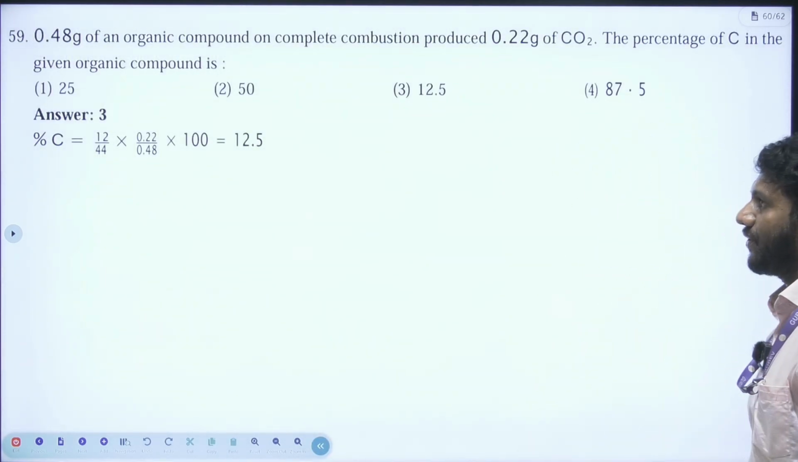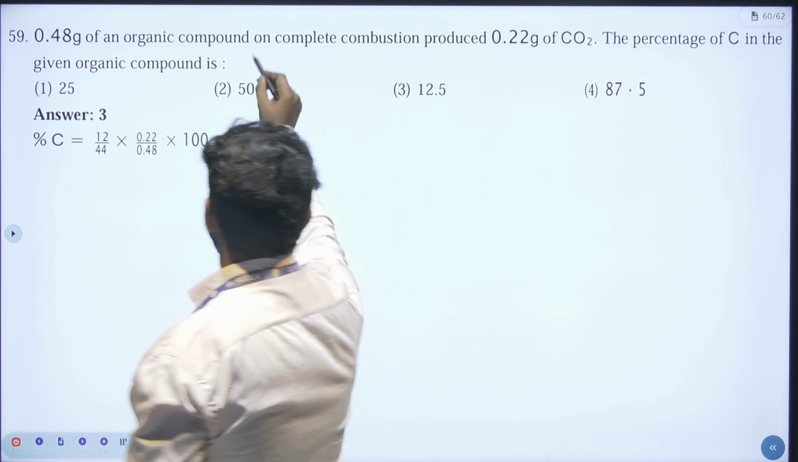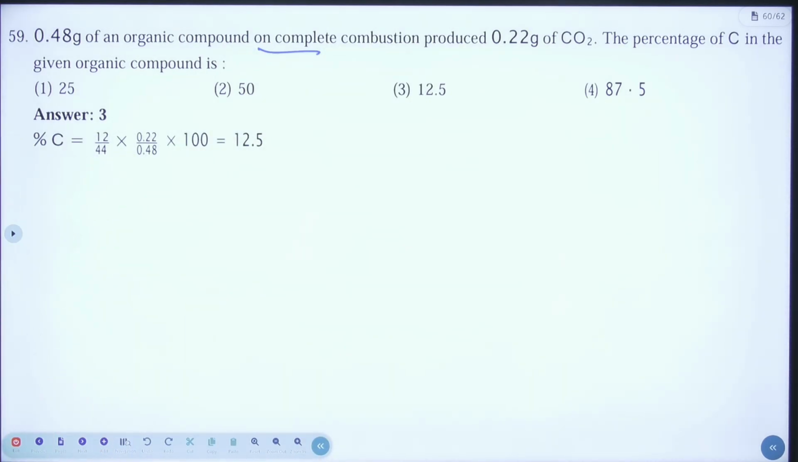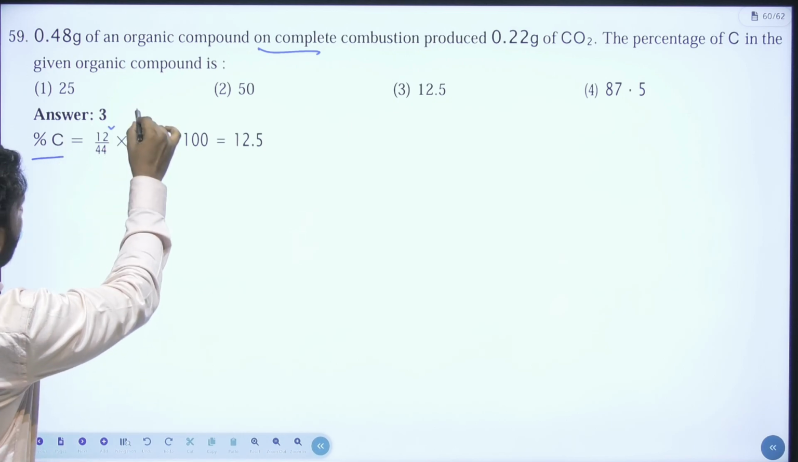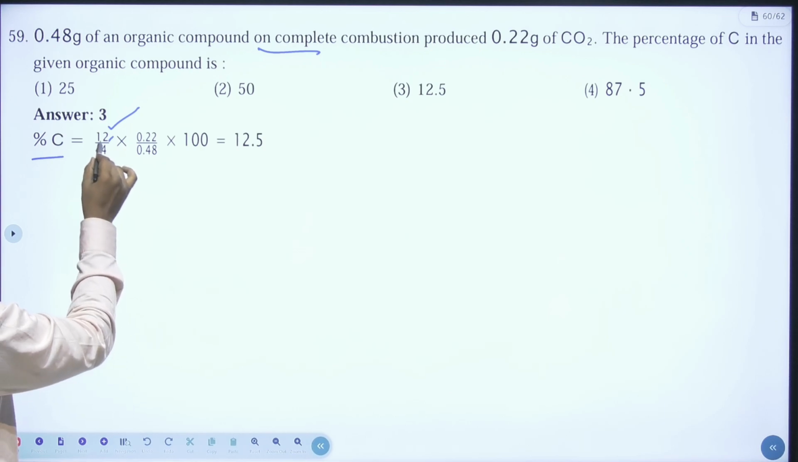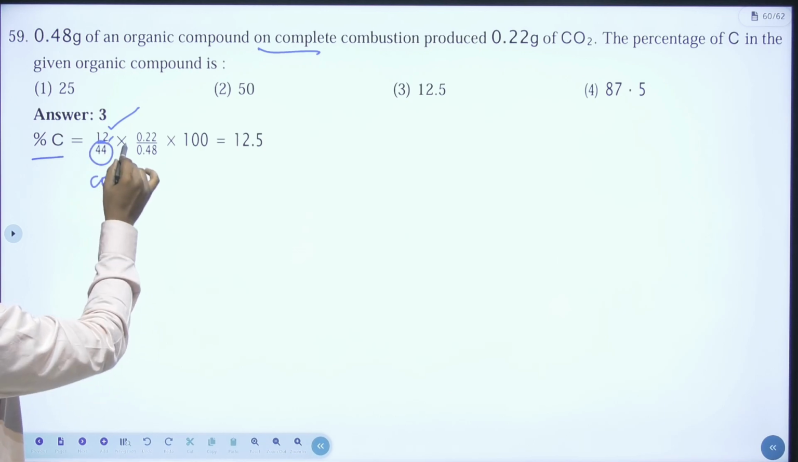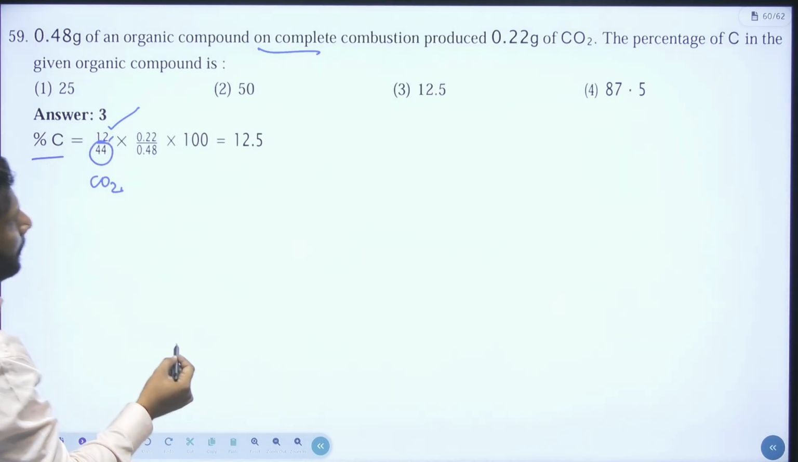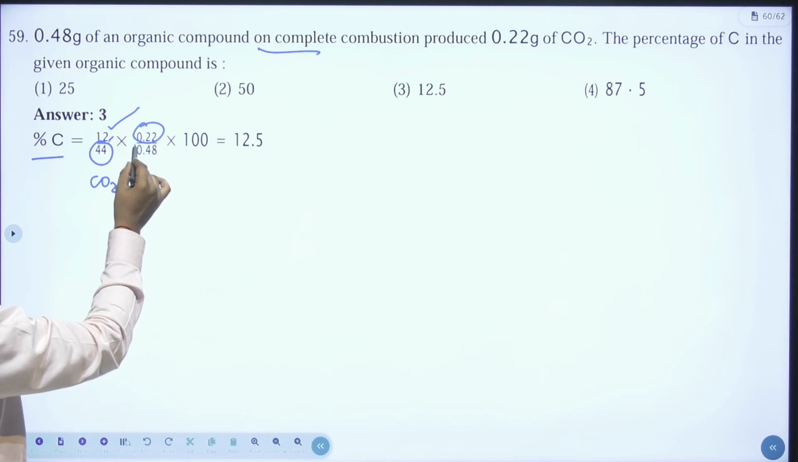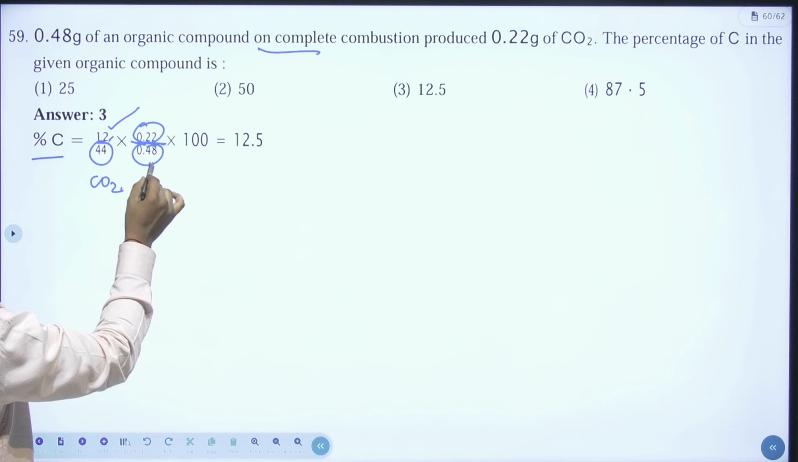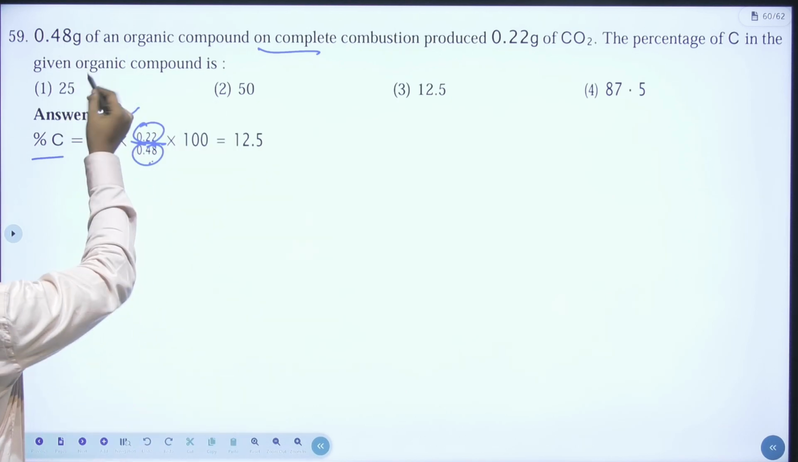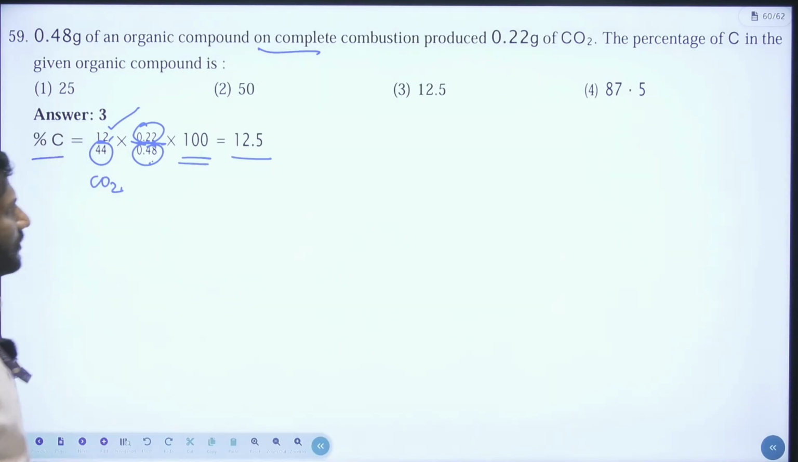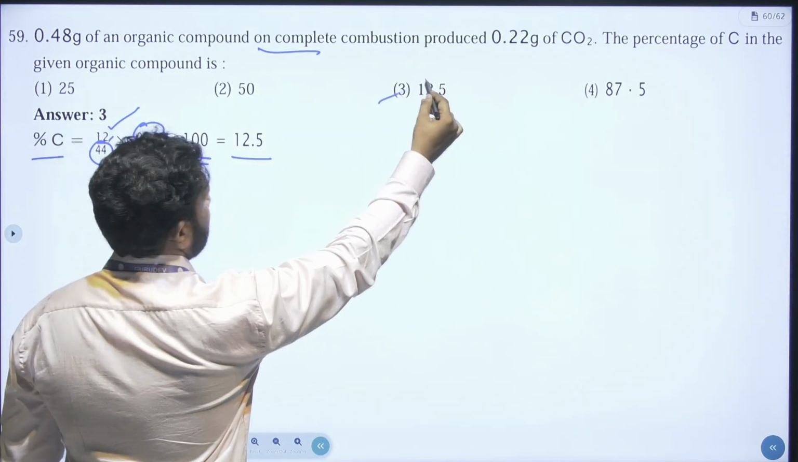Next question number 59. 0.48 gram of organic compound on complete combustion produced 0.22 gram of carbon dioxide. The percentage of carbon in the given organic compound is, here we know the formula: percentage of carbon is equal to atomic mass of carbon by molar mass of carbon dioxide, into the mass of carbon dioxide produced, that is 0.22 gram, all divided by the mass of organic compound taken, that is 0.48 gram. Since percentage is asked, multiply by 100, so we get 12.5. So the correct option is option 3.